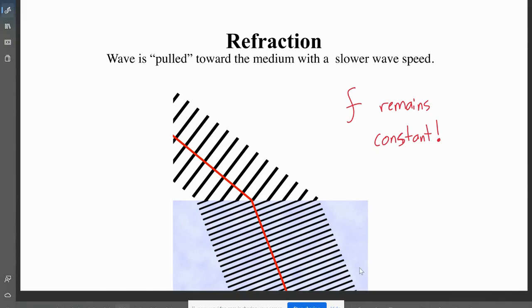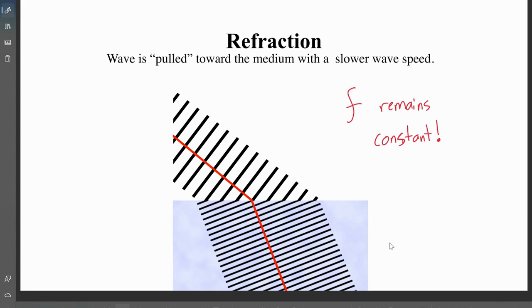All right, so here is our video focusing on refraction. We will also get into total internal reflection, which is part of this video, and thin film interference, going back to our interference talk from the previous couple of videos. Okay, refraction.